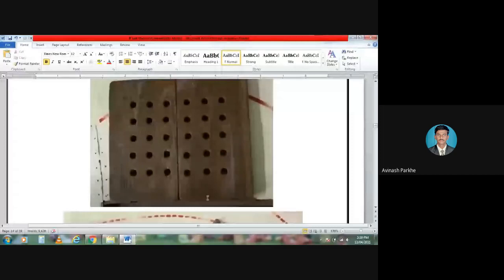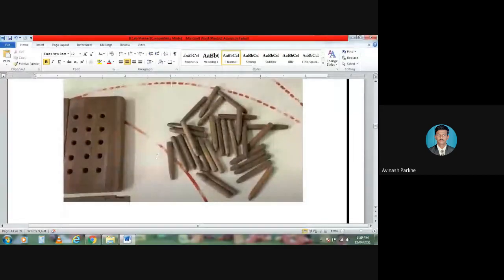So like that, if this figure is in front of you, the board is present at the left side and the pins are present at the right side, both near to each other. So what is my method number 1? I have to insert the 30 pins in that board. Once I start that activity, we have to start our stopwatch.